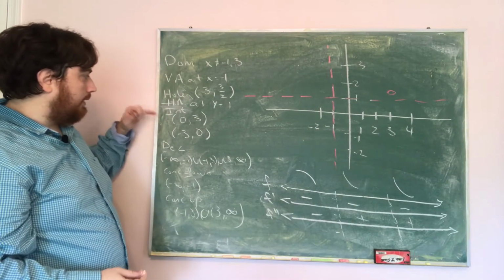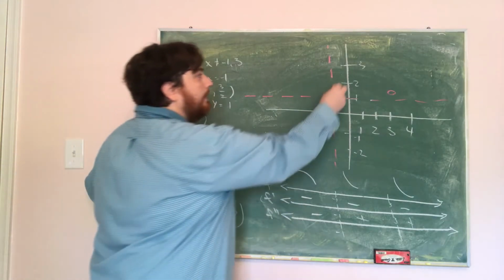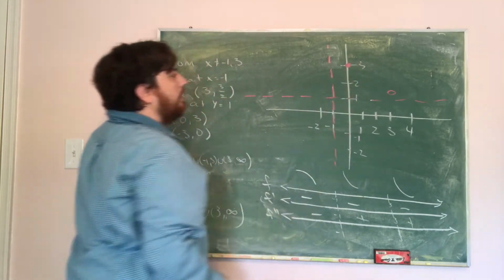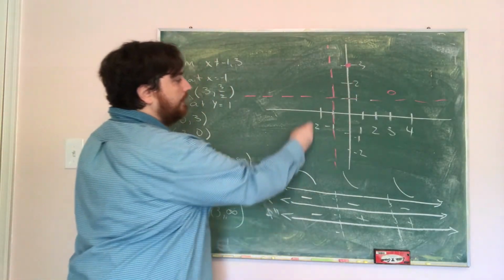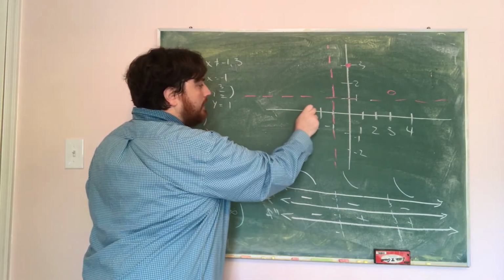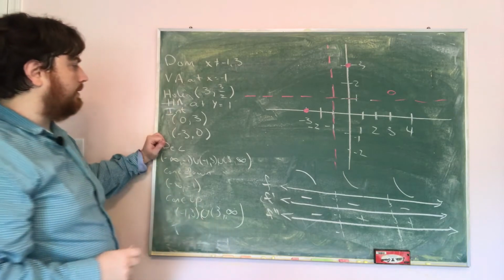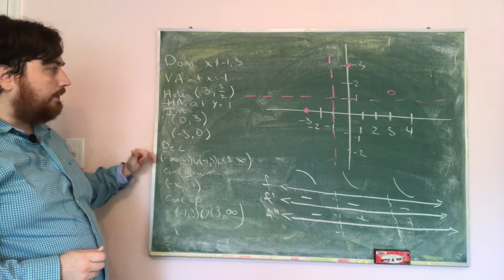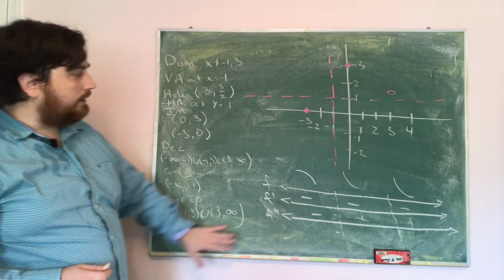I had an intercept at the point (0, 3). And I had an intercept at the point (negative 3, 0). I'll put negative 3 on there. So I'll fill in that hole because we actually go through it. And now if I look at my shape, I just need to connect the dots.